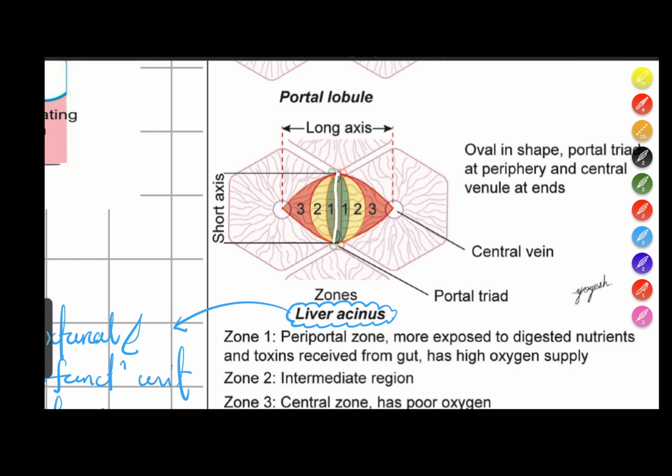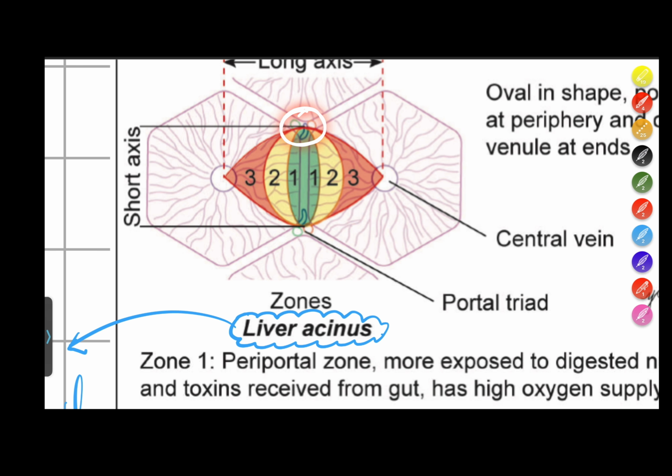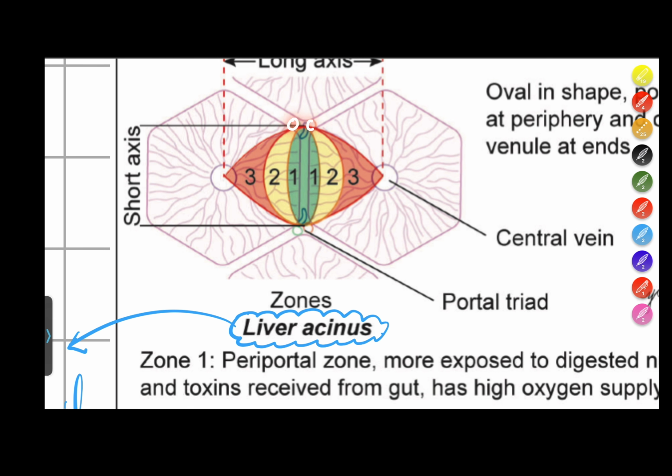So each part of the liver acinus contains three zones: zone 1, zone 2, and zone 3. Can you say this is the portal triad? In the portal triad, there are three things: the hepatic artery, the portal vein, and the bile duct.